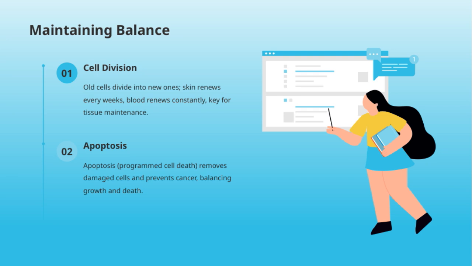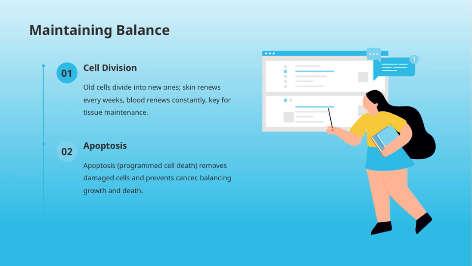Now, alongside this, we have a natural process called apoptosis, which is essentially programmed cell death. This might sound negative at first, but it's actually vital for our health. Apoptosis helps remove damaged or unhealthy cells before they can cause problems, like cancer. It also plays a key role in balancing growth and death within our tissues, ensuring everything stays in harmony. Together, cell division and apoptosis form the foundation of how our bodies maintain stability, allowing us to grow, heal, and stay healthy over time.